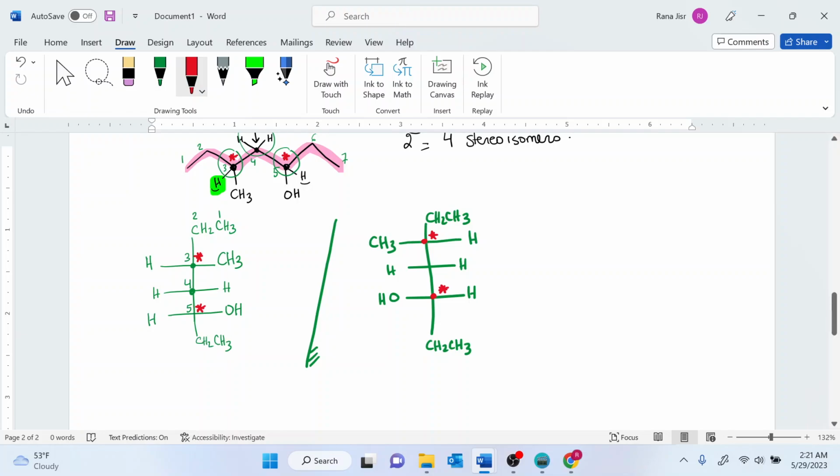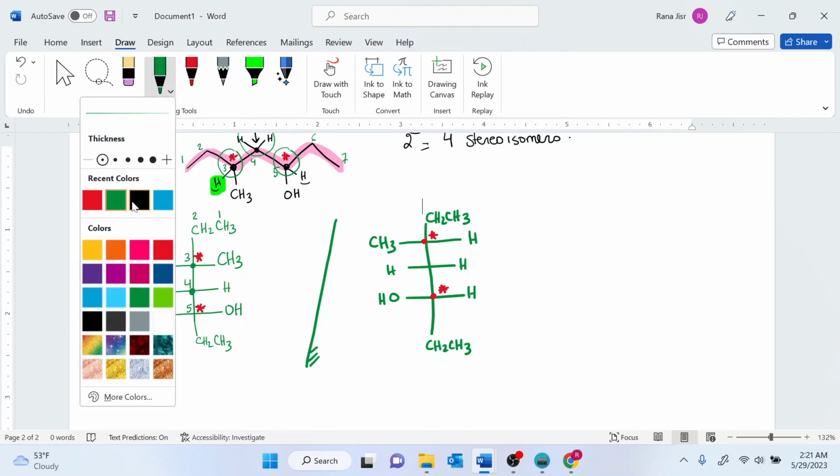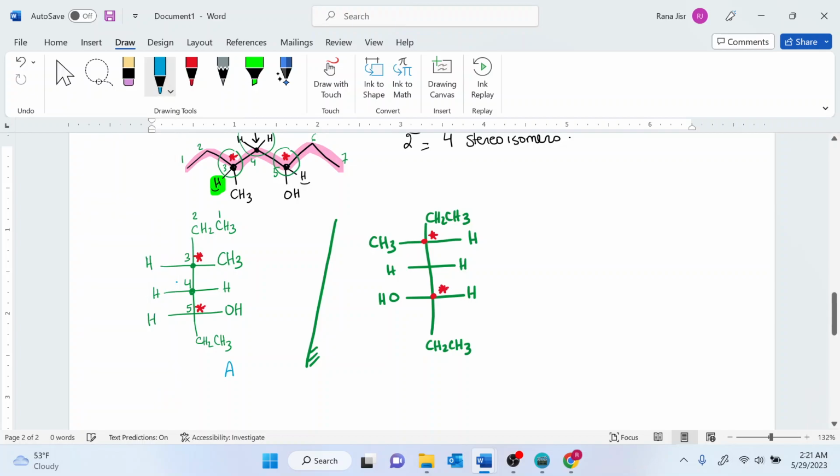So far, I have molecule A and molecule B. A and B are a pair of enantiomers. These are mirror images of each other. Okay. Now, these are 2 stereoisomers out of the 4.